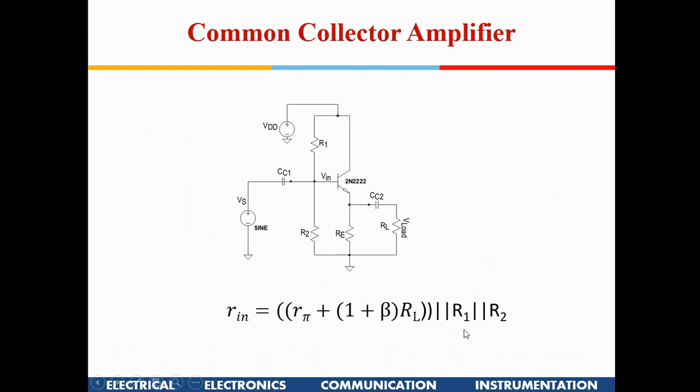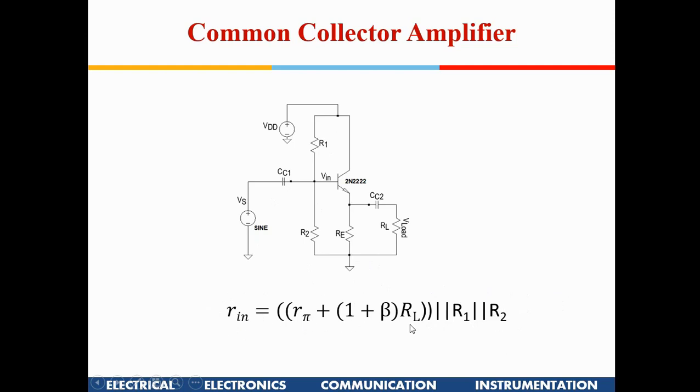This aspect is for theoretical calculations; in many of the exams these are generally asked, so I thought I'll cover this aspect also. The input resistance of a CC amplifier: this is going to be R pi, and what is the resistance which is going to be here? It is RL, but since the current out here is IE, I have to write (1 plus beta) RL, and then parallel to R1 and R2. So this is going to be the input resistance.